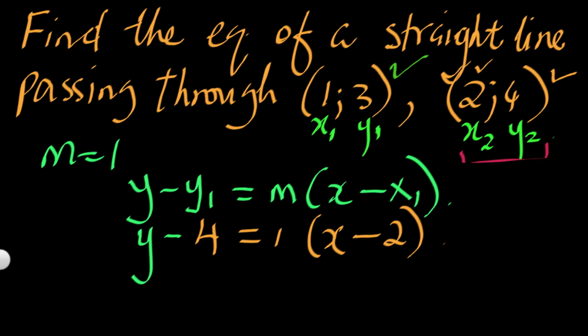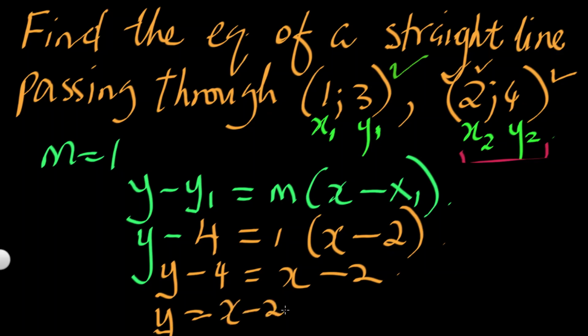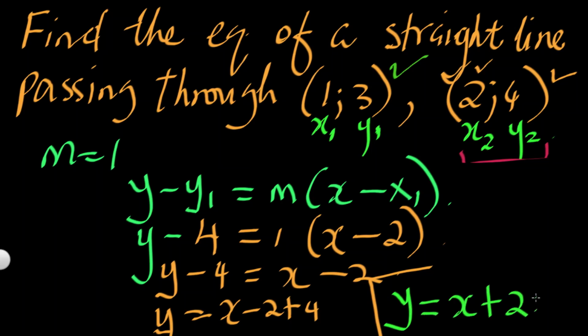Once you do this, you can now rearrange. C will just come out automatically. So this is y minus 4 equals x minus 2. Then we're going to take the y to that side, which means y is equal to x minus 2 plus 4. Okay. If we do this, guys, we get the same answer, that y is equal to x plus 2. So this is another way of getting the c without really getting the c explicitly.